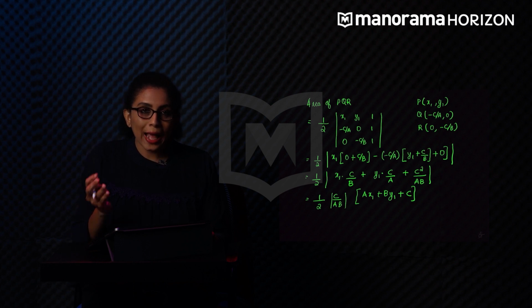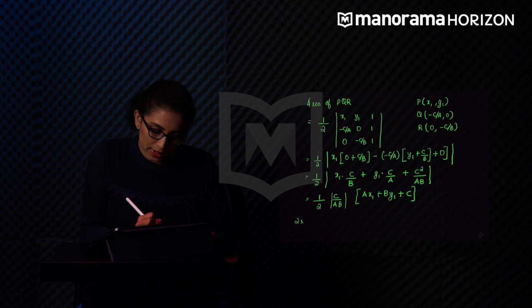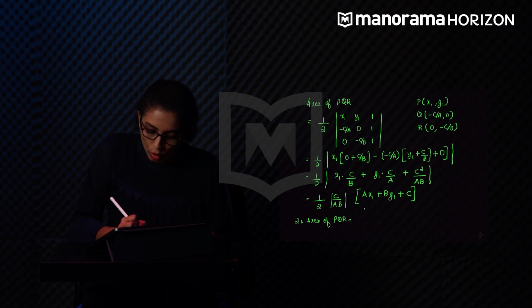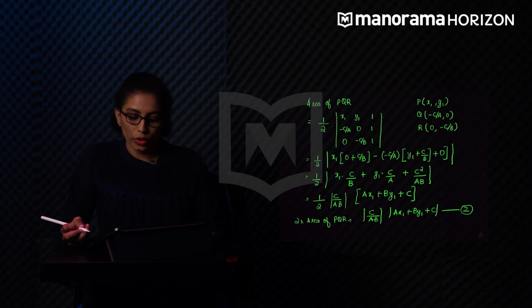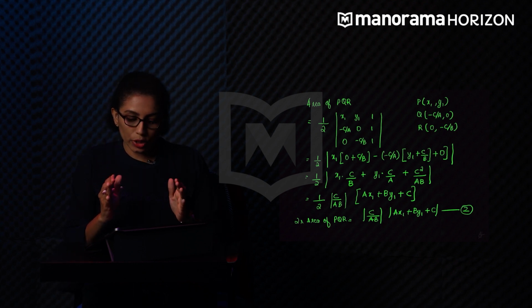Now in the actual equation we need twice the area of triangle PQR. So twice the area of triangle PQR is equal to, 2 gets cancelled, so modulus of c by ab into modulus of ax1 plus by1 plus c. Let it be equation number 2. So we got the area of triangle PQR.